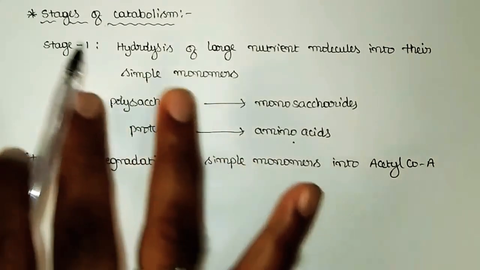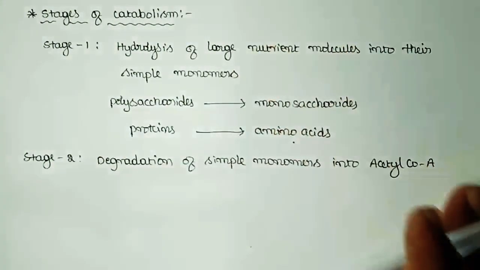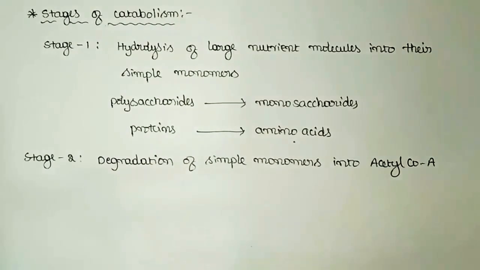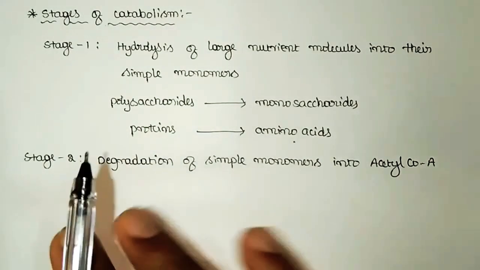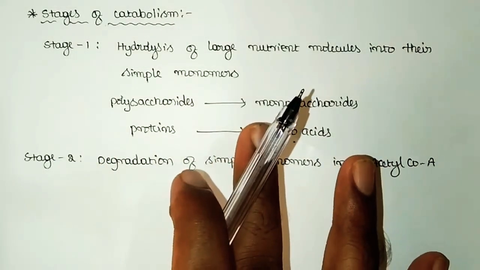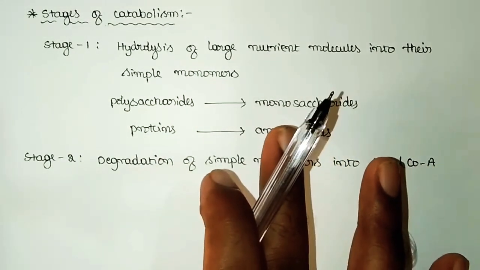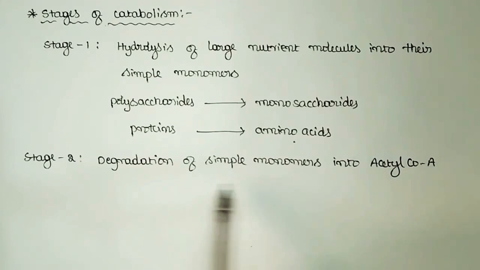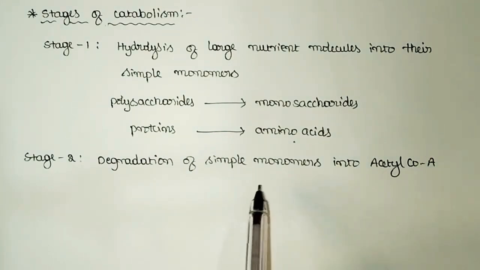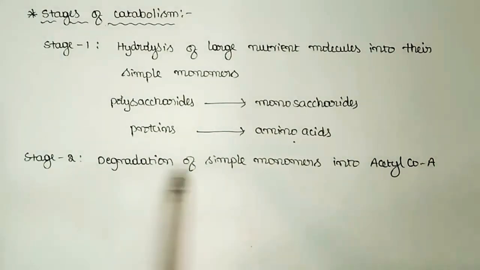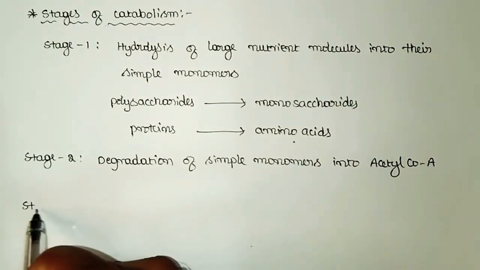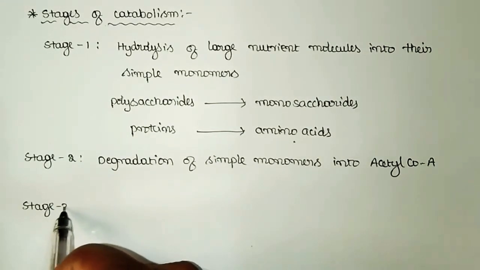But if you take the overall energy released during the catabolic pathway, especially in stage 3 of catabolism, the total amount of energy released during this process is very large compared to the small amount of ATP which is utilized in stage 2. So now we shall go with stage 3.